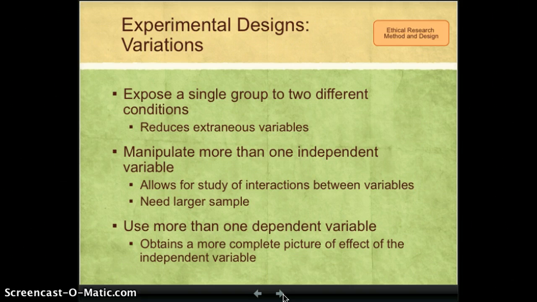Another way experimental designs can vary is through the use of more than one dependent variable. So I may be interested in how morphine impacts not just pain, but I may also be measuring muscle tension, sleep habits, eating habits, all kinds of things, so I can get a complete picture of what morphine, the independent variable, affects.